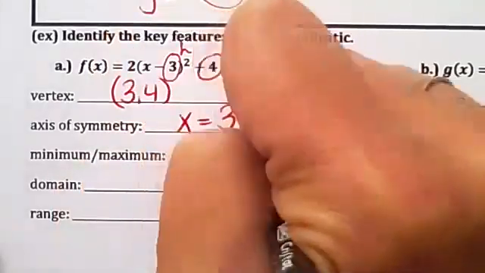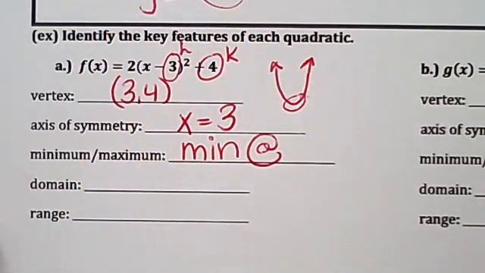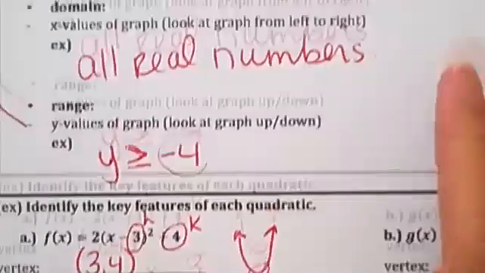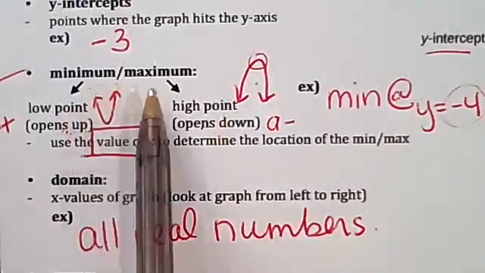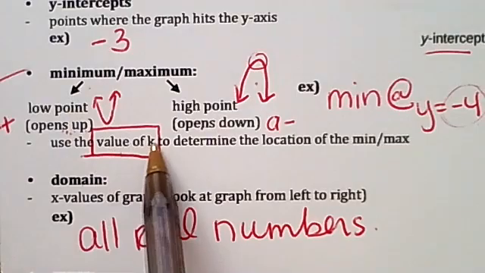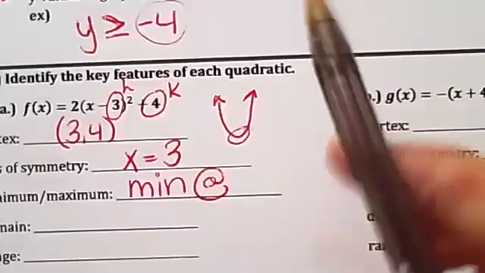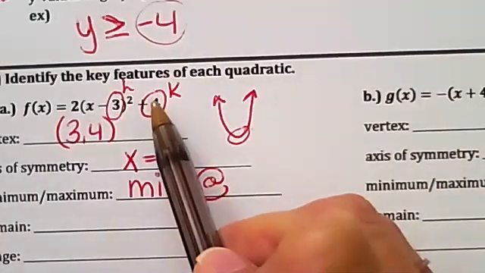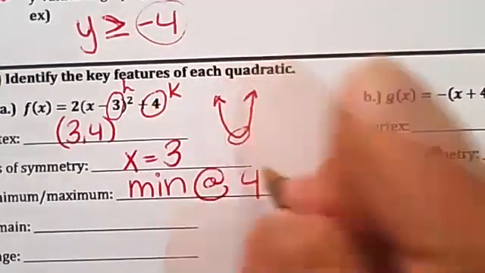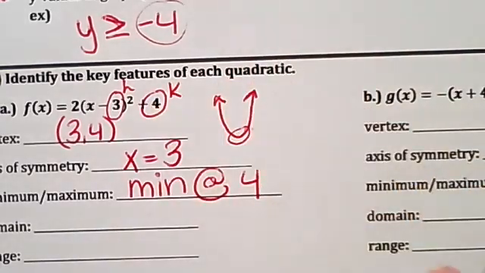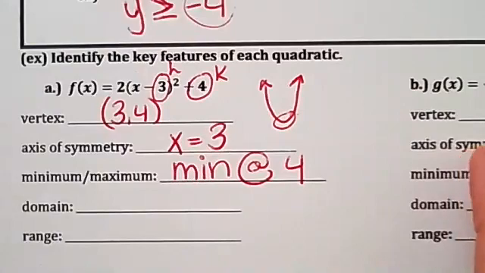And then we want to say, what number is that minimum located at? Remember, if you look back up here, for minimum or maximum, you use the value of k to determine the location. So we would say that this has a minimum at 4, or you could say y equals 4. Either one is fine. So it has a minimum at 4.